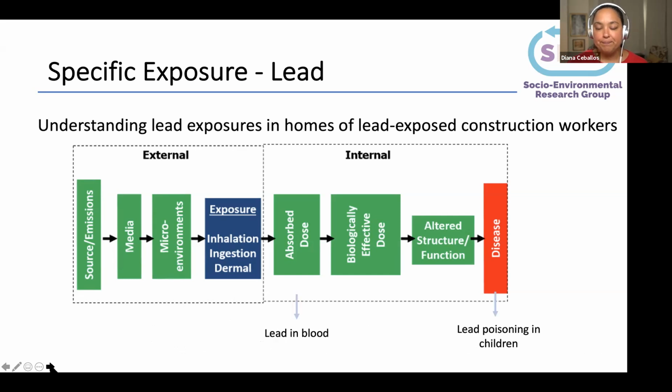So now finally, looking at the internal side of the exposure assessment, I also take blood samples to determine lead in blood. And so that way, we can relate these with lead poisoning and then many of the other health effects related to lead poisoning in children.